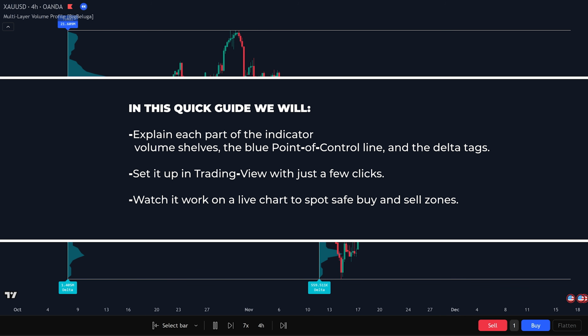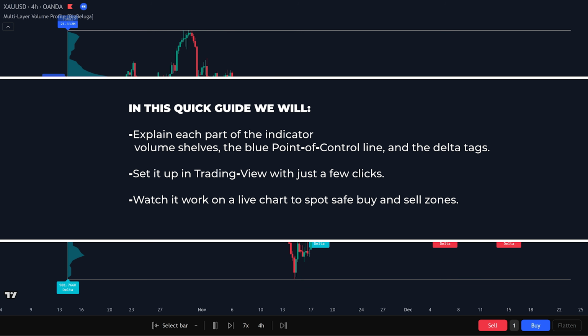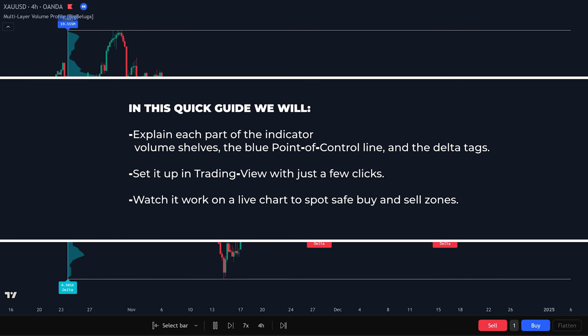Whether you're new to trading or already experienced, this walkthrough will help you read the market better, set smarter stops, and find clearer entry points. Let's jump in and see how it works.